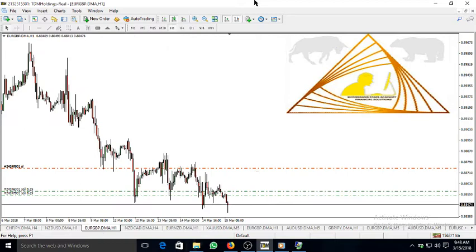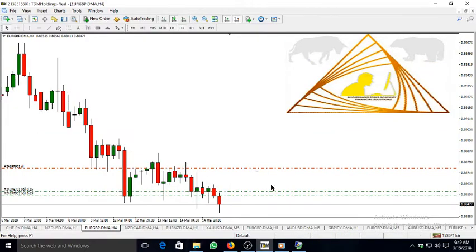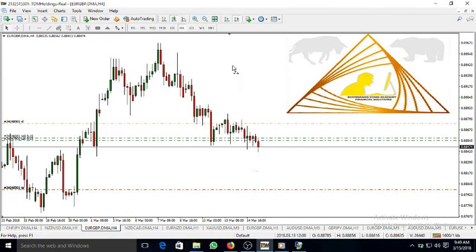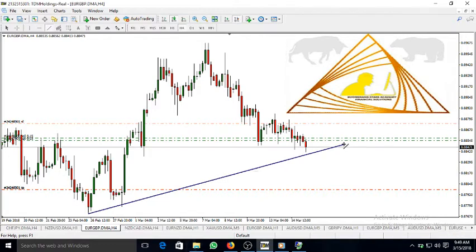EUR/GBP, let's check it too. This is the trade that I took twice. I took it on a higher time frame. It was H4. Yes, it's H4. Let's try to analyze this one together using the same strategy, right? I'm having these two. I'm trying to understand why it started retracing, guys.